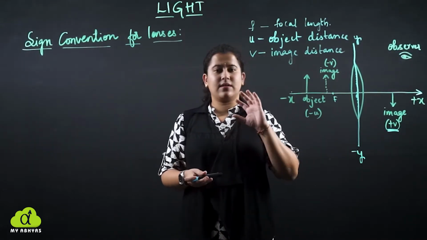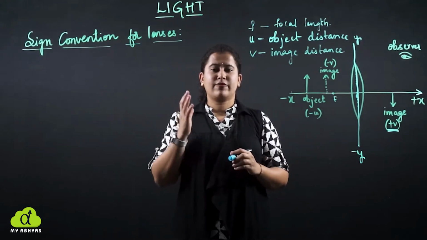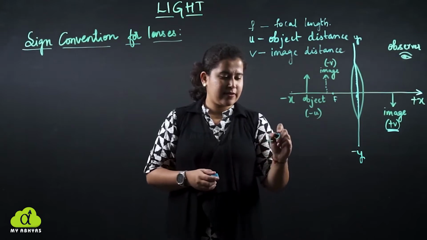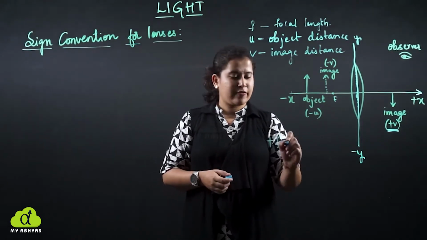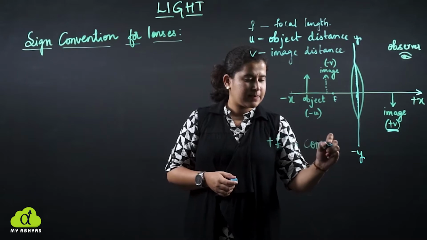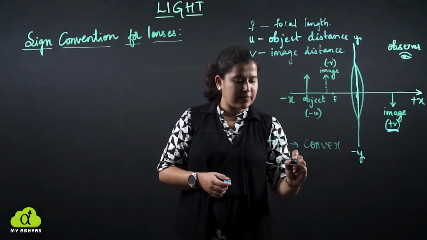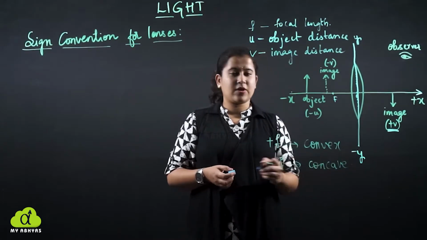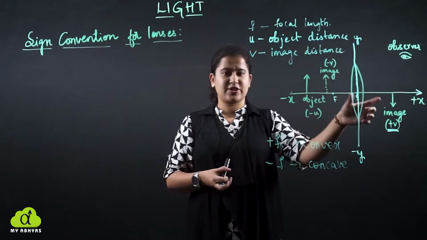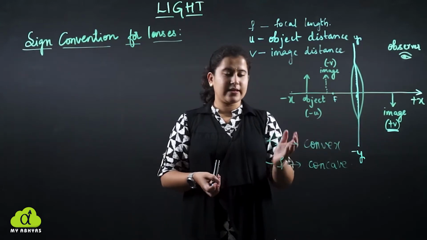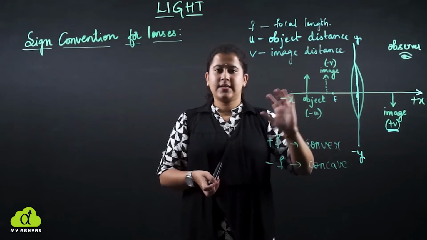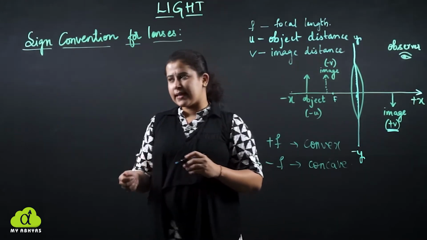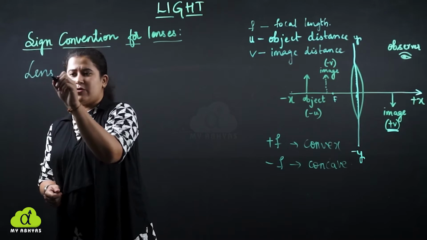So this is like you can say plus f for convex and minus f for concave. So plus f, that is the focal length, will be positive for convex lenses and minus f will be there for concave lenses. Because all the things depend on the focus, especially the focus on both the sides, that's why this conclusion can be drawn from this sign convention. So after this, we'll move to a very important topic, and that we call the lens formula.